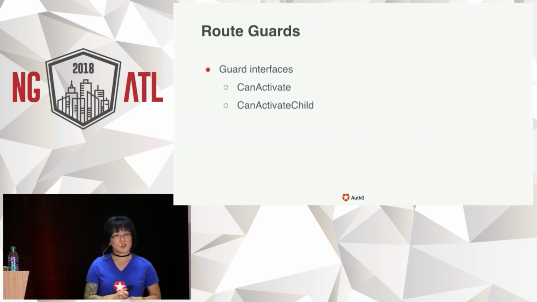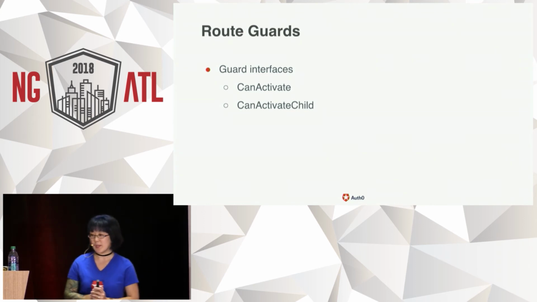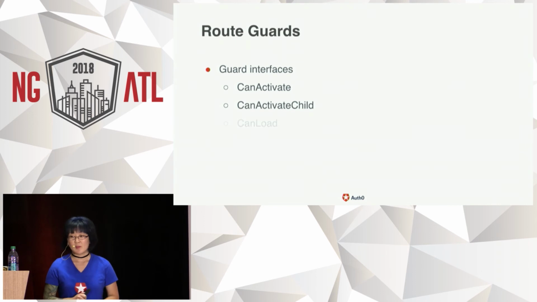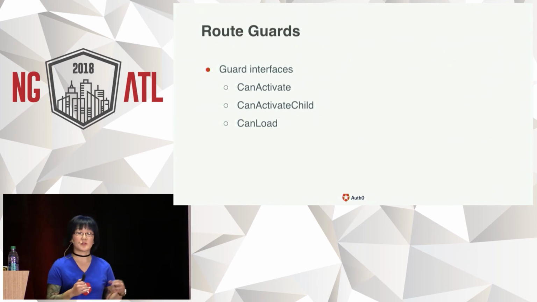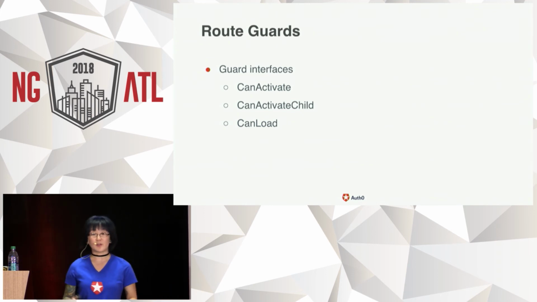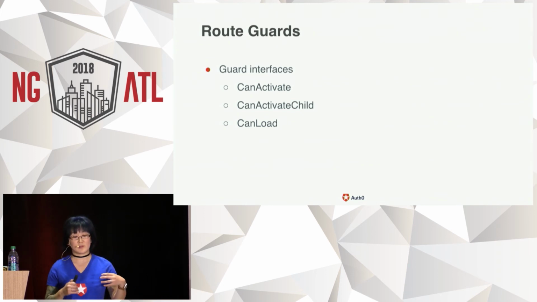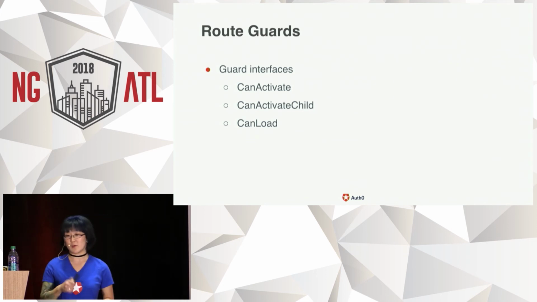The can activate child interface is very similar to can activate, but we can apply it to a parent route and it will then affect all of that parent route's children. And finally, the can load interface is a little bit different from the previous two. This one is intended to be used with lazy loaded modules. So what this one will do is actually prevent the lazy loaded module from downloading to the browser at all if the user does not fulfill the conditions that we set out as a requirement for access.